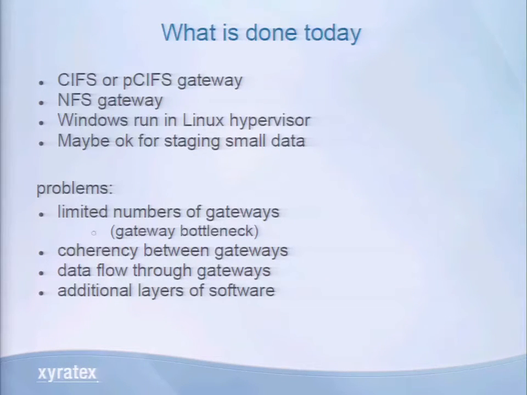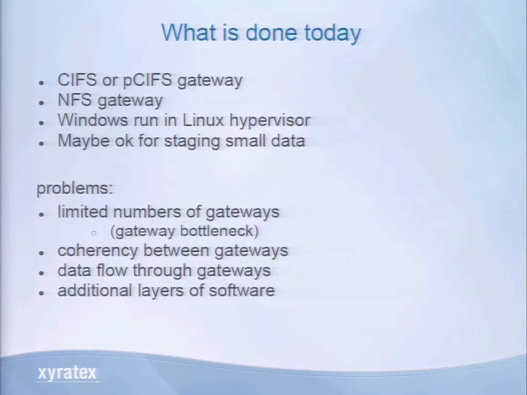So today, what's done is people have a CIFS or pCIFS gateway or an NFS gateway. We heard Warp Media at LUG 2013 in San Diego talk about running Windows in a Linux hypervisor, which I was going, really? People use that, and apparently it works, and they think it's a temporary solution that's maybe okay for staging small data. I imagine that it's useful for things like Dropbox-style access where you're just using small files and you really don't need something that's performant.